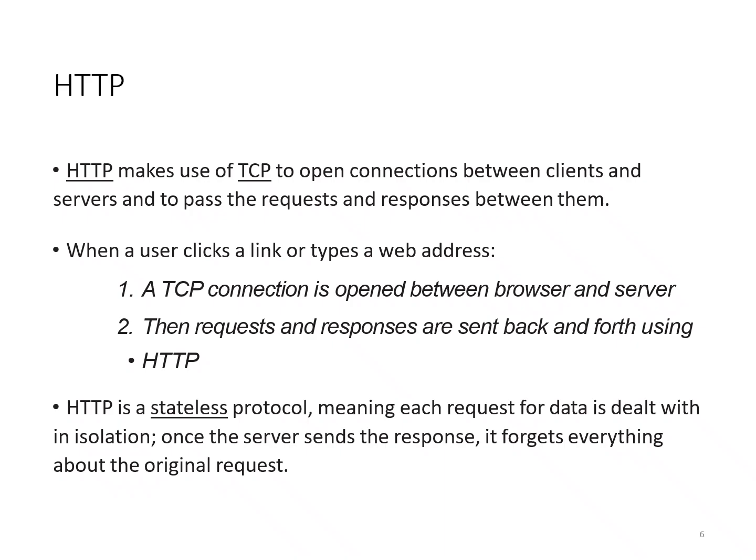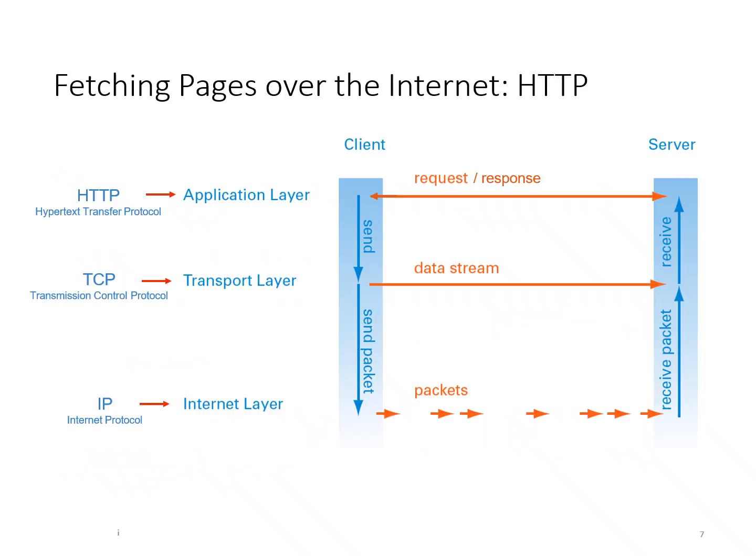HTTP makes use of TCP to open connections between clients and servers and to pass the request and response between them. When a user clicks a link or types a web address, a TCP connection is opened between the browser and server. Then request and response are sent back and forth using HTTP. HTTP is a stateless protocol, meaning each request for data is dealt with in isolation. Once the server sends the response, it forgets everything about the request.